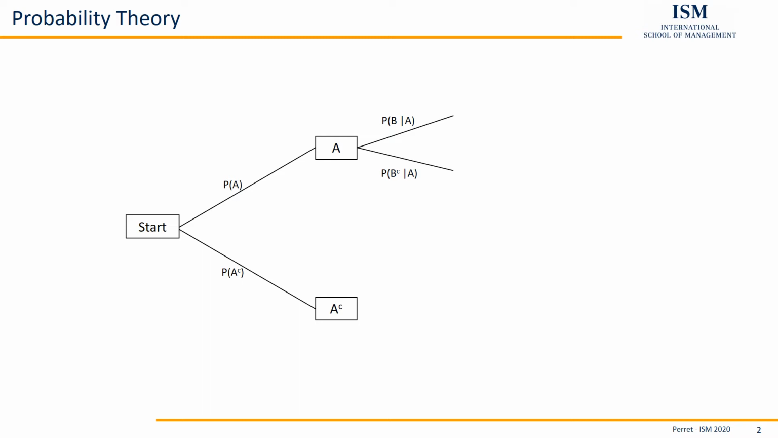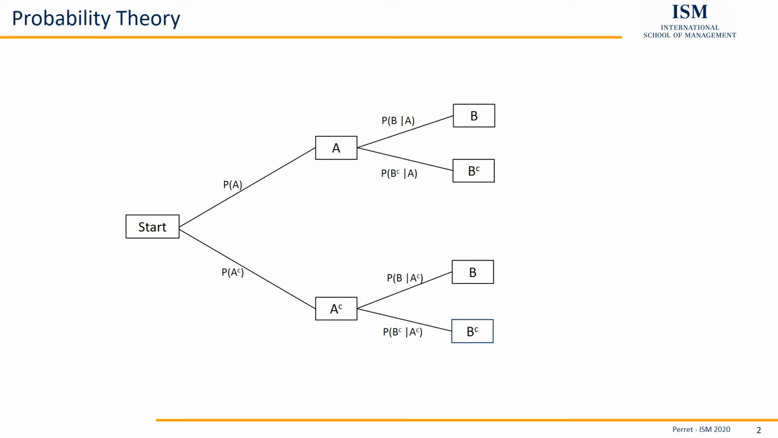The same thing we can do for the part below, for A not having happened. Here we get again the probability of B under the assumption that A did not happen, and the probability of not B under the assumption that A did not happen. This gives us the following four outcomes. In both cases, either B happens or B does not happen. If we take all of this together, the chance of A and B happening is the intersection of the two sets A and B, and the probability thereof.